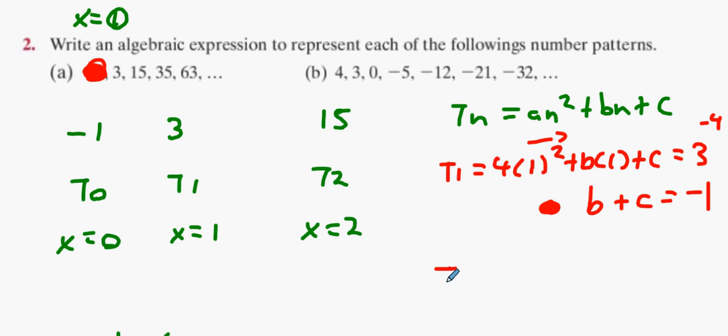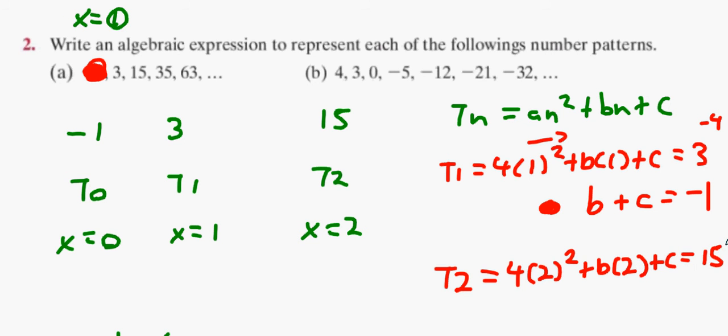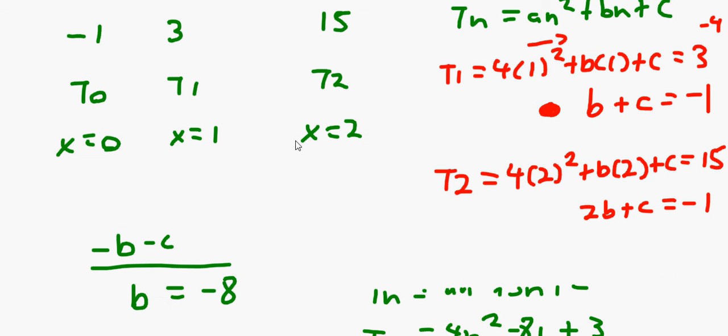Now let's do T2. This time T2 is 15, isn't it? Because we're basically ignoring the first part, right? So what's T2 then? Anybody? 4 by 2 squared, yeah. Plus B by 2. Plus C. Plus 15. And then 2b plus c, that turns into 16, is also minus 1. Everybody see my two equations?